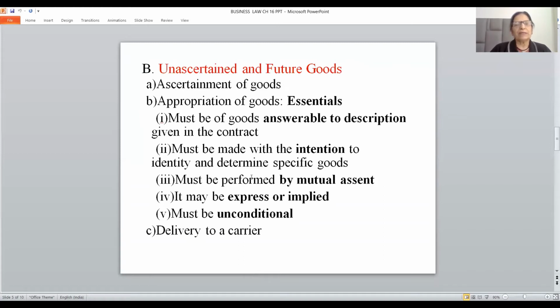Here I would like to explain two terms. One is ascertainment of goods and the second is appropriation of goods. The moment goods which are answerable to the contract are appropriated by the seller with the consent of the buyer, or by the buyer with the consent of the seller, and the buyer is informed thereof, at that very moment the ownership shall transfer from the seller to the buyer.